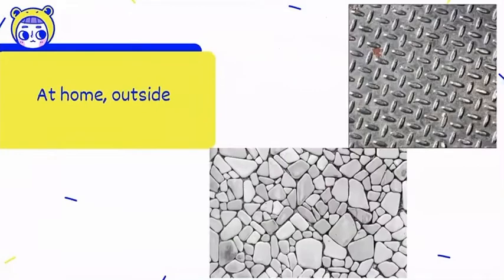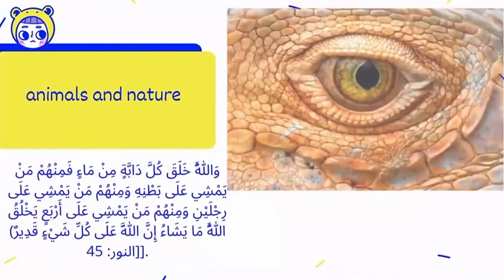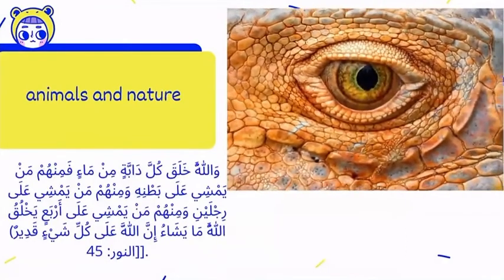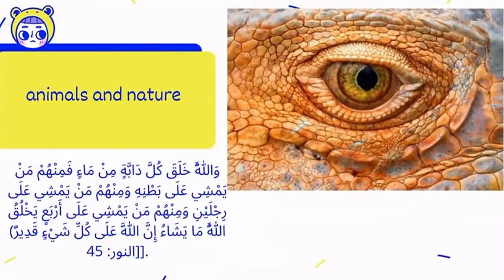Where can we find texture, girls? Look around you. Whether you are in art class or at home in your room, outside in the garden, you can find it anywhere. In animals, in nature. I know this picture is kind of scary. It's a zoomed in picture of an eye of an iguana. And look how beautiful the texture is. And it's perfectly made by God.